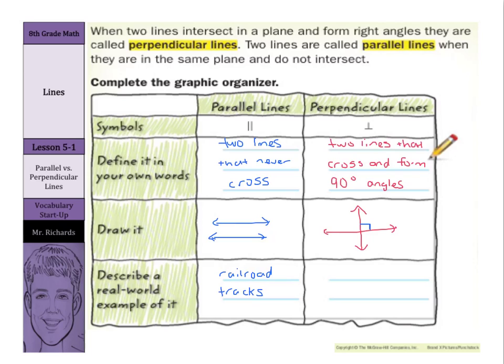And a real-world example of this? Well, let's think. If I look down at the floor, I have floor tiles that are intersecting at right angles, so I'm just going to write down floor tiles. I know some don't, but the ones here, as I look down, do.